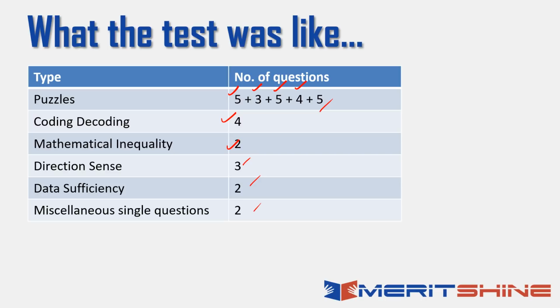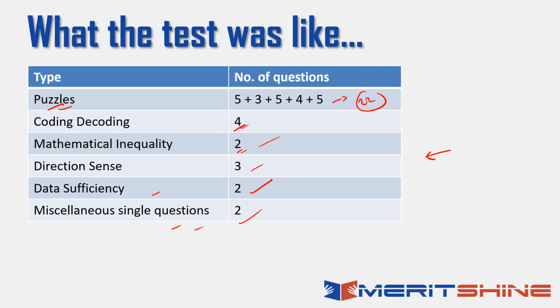So these are all known culprits, puzzles, they're always there. These are 22 questions. Coding, decoding, generally there. Mathematical inequality, it's an easy type. Direction sense, a little different in this one, but yes, again familiar. Data sufficiency, generally not done in reasoning ability in prelims, specifically prelims. And miscellaneous single questions, 2 questions, again known types. So no demons here, at least it looks very familiar to us.